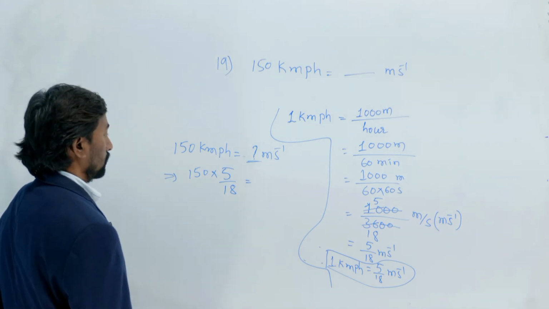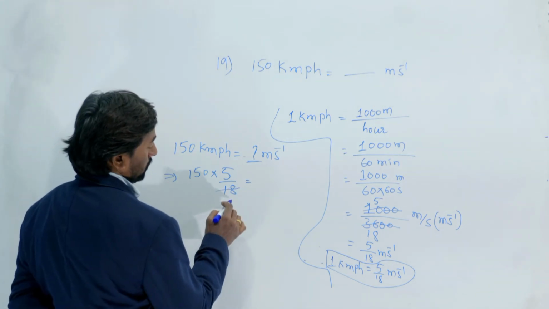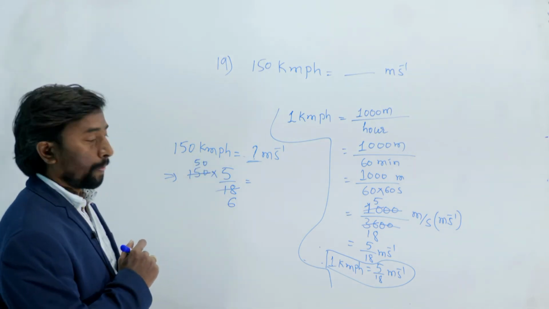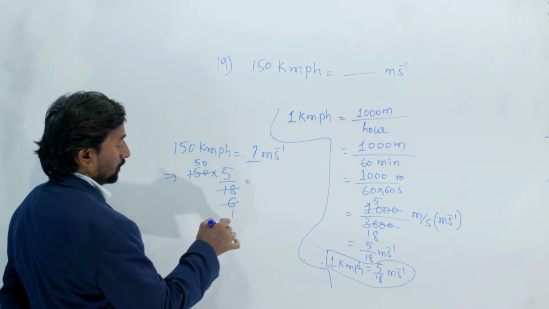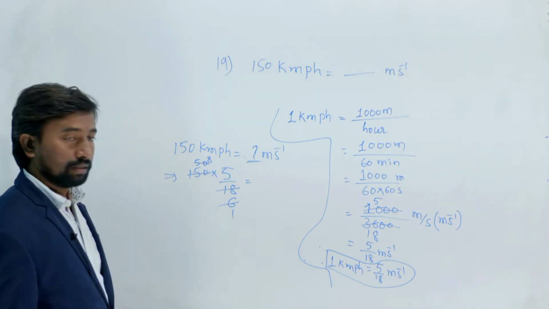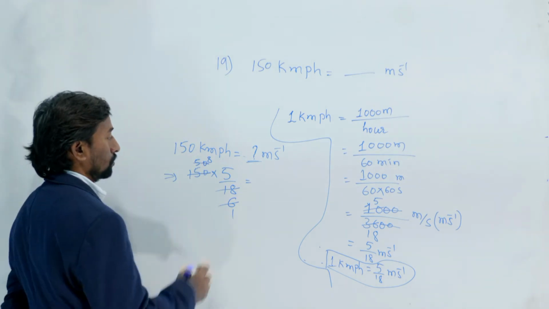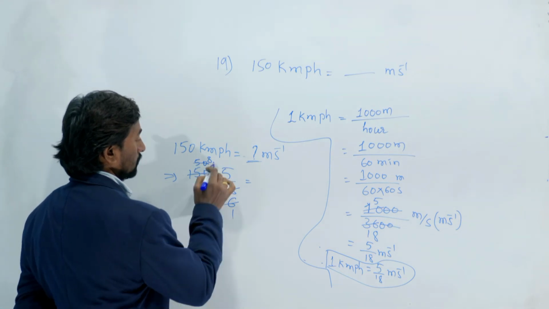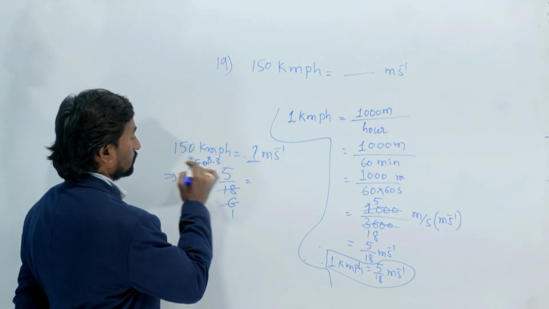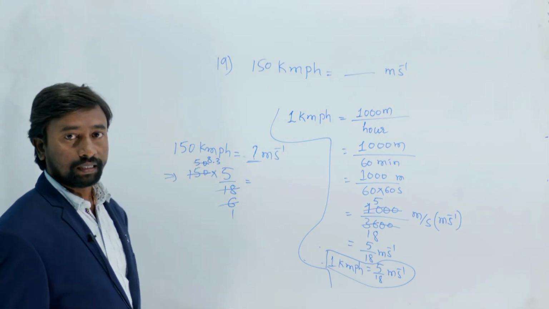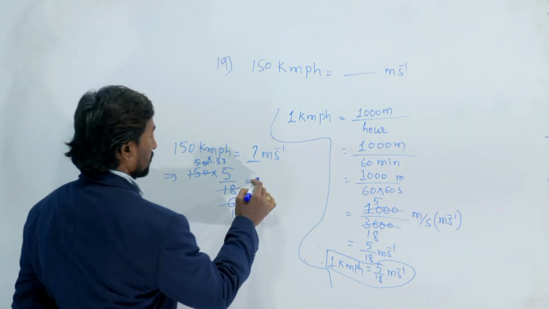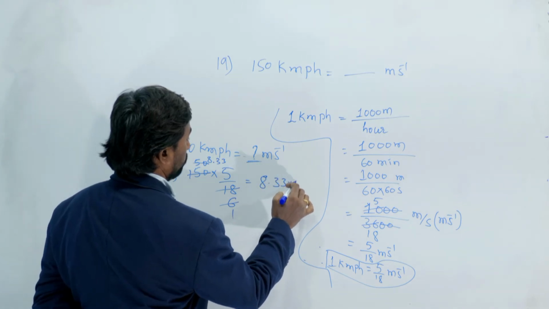So how many times will it go there? 3 5s are 15, then 6 8s are 48, 2 remains. So 2 will not go there, we'll put a point here. If we put a point there, 20 will come. And 6 3s are 18, so 3 will come there. We get 8.33 into 5.